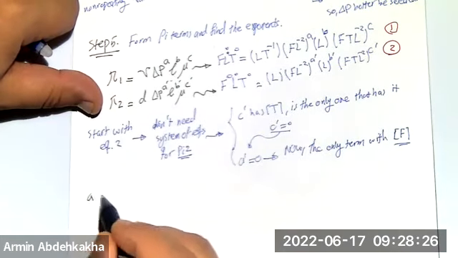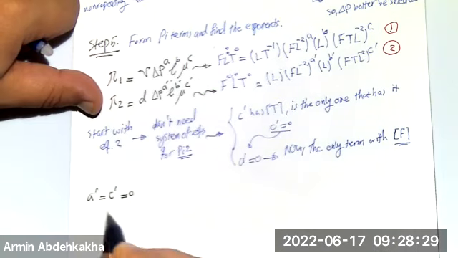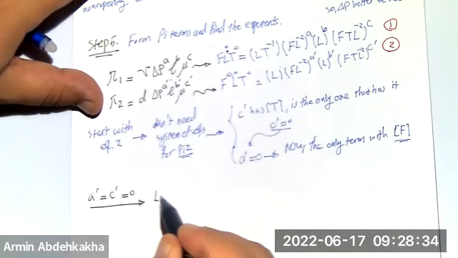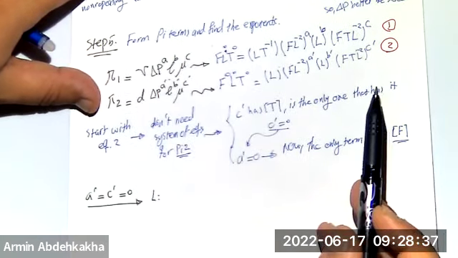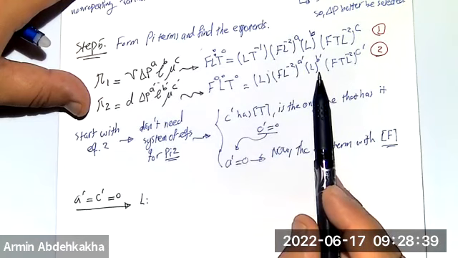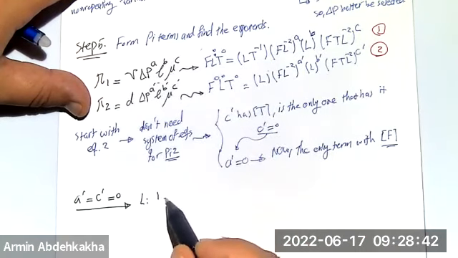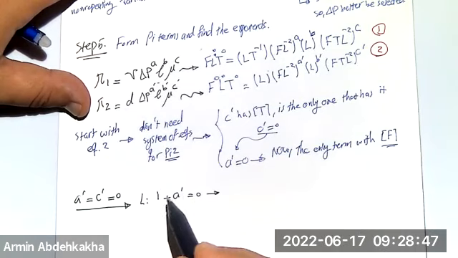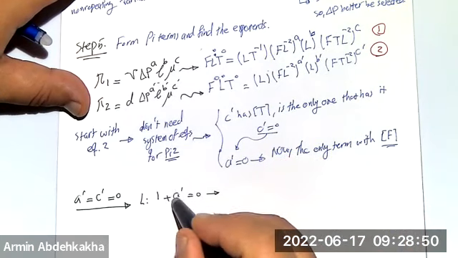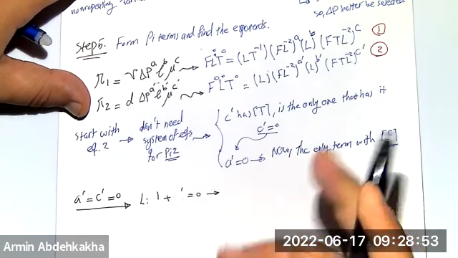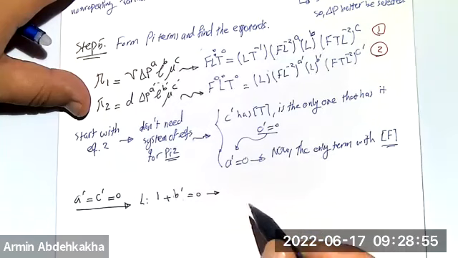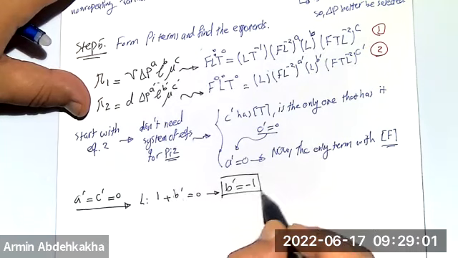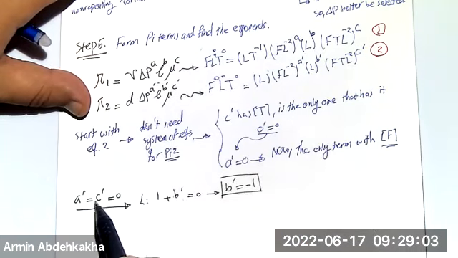So we find that A prime is equal to C prime equal to 0, right? From these two, the only equation that you need, because you only have B prime as an unknown, is for L: 1 plus A prime equal to 0. I'm sorry, it's B prime. You're talking about equation 2. B prime equal to 0, then B prime is minus 1. Perfect. The others are 0.